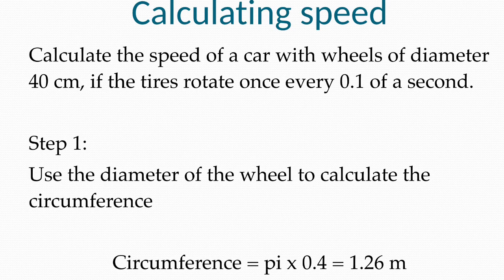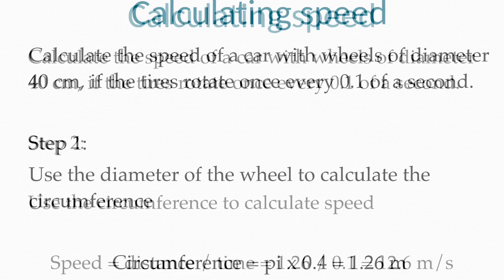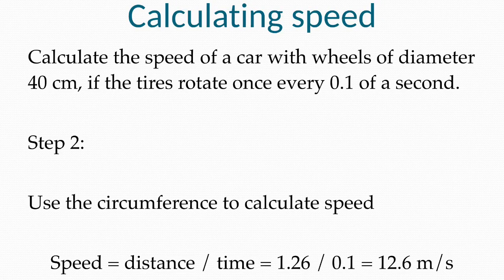And for that, we just need to times pi by the diameter of the wheel, pi times 0.4 in this case, giving us 1.2 meters per rotation. Once we have the distance travelled for one full rotation, we can simply divide that by the time taken for one rotation, in this case 0.1 seconds, and it will give us the speed of the vehicle.